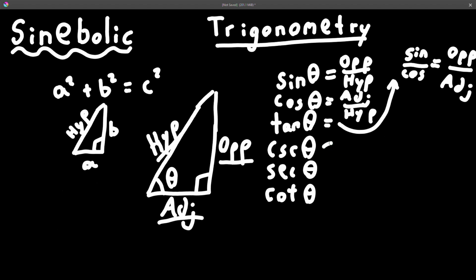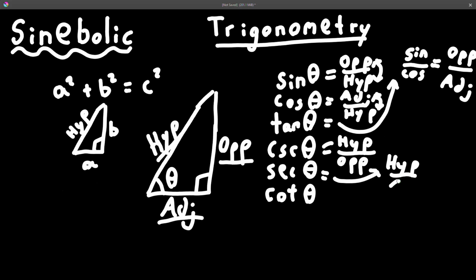Moving on to cosecant, it is the same as sine, but you flip them. Instead of opposite over hypotenuse, it's hypotenuse over the opposite side to theta. Secant is to cosine as cosecant is to sine, which basically means just flip them. Hypotenuse over adjacent.